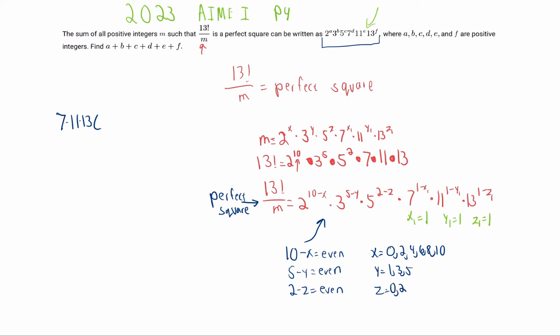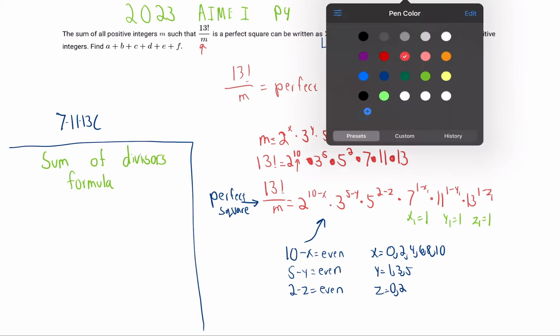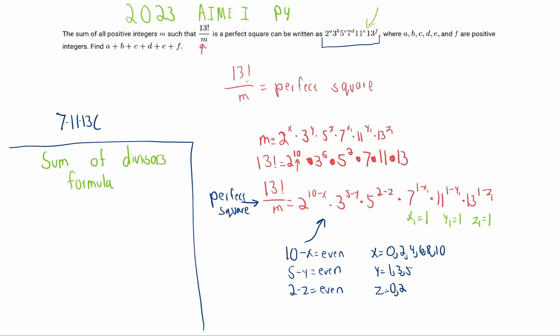So let's just see, and the sum of divisors formula, we can quickly cover that. This formula is really helpful for this problem. And what it is, that sum of divisors formula is, say you have a question asking what is the sum of the divisors of 60.